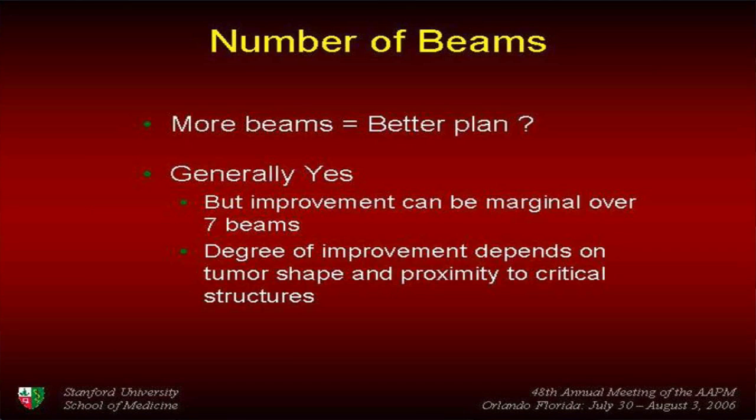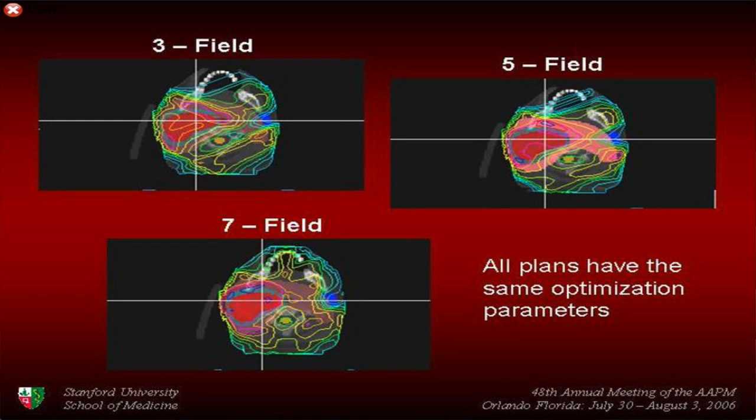So does more beams equal a better plan? In general, yes. And I think there's at least one paper in the literature showing that tomotherapy is getting even a more conformal plan than you can with a 9-field cone beam treatment plan. And that's shown, you can see that a little bit in this slide, going from 3-field to 5-field to 7-field, where the conformality, just in a global sense, the conformality of the isodose curves and sparing of the normal structures is better in the 7-field plan than it is in the 3 or 5-field plan.